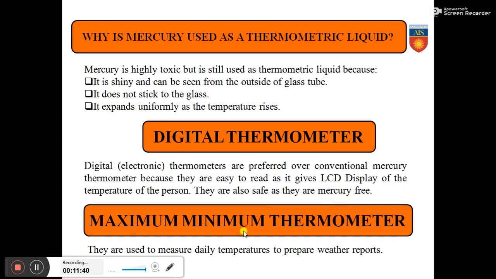And the next one is the maximum minimum thermometer. These thermometers are used to measure daily temperatures to prepare weather reports. So usually the weather department uses these kinds of thermometers. Now we will complete the different kinds of thermometers today.